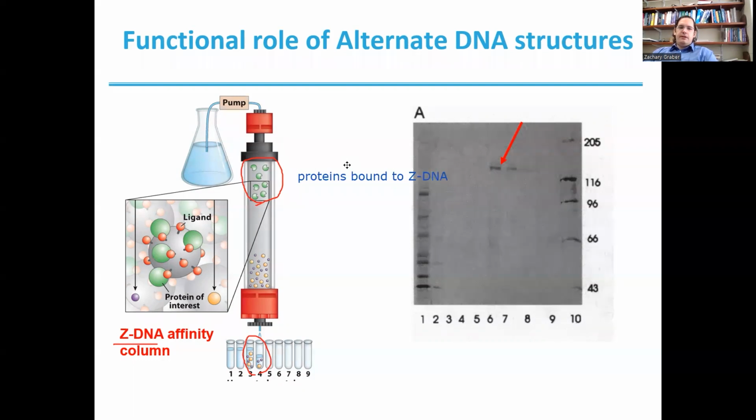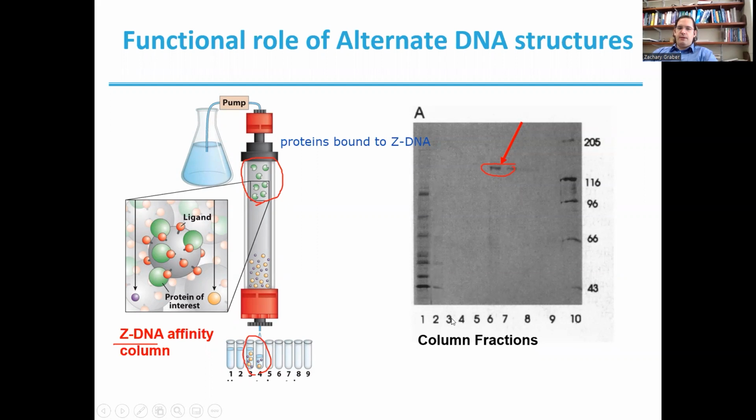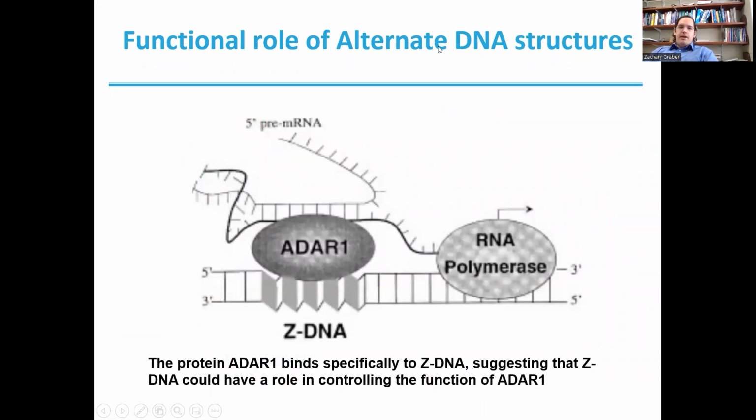So what they saw, they took their fractions from this column and put them in an SDS-PAGE gel, and they saw this protein pop up here, marked with our red arrow. The numbers on the bottom represent the different fractions from the column. In the initial fractions, you have a lot of different proteins coming out, but only our proteins that bind to Z-DNA specifically come out in these later fractions, when they alter their conditions to elute the protein that was bound to the Z-DNA. With further experiments, they were able to identify one of these proteins that binds to Z-DNA as the ADAR1 protein.